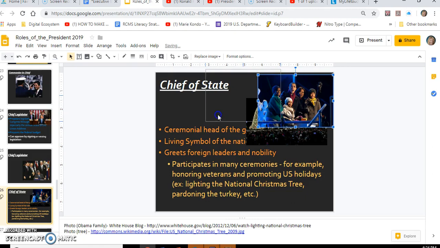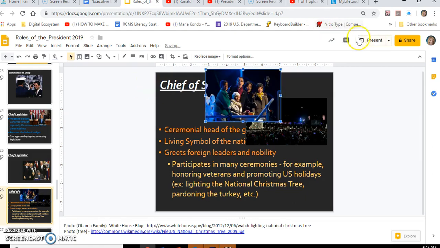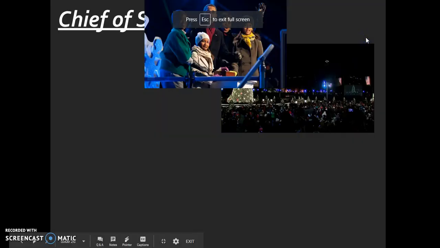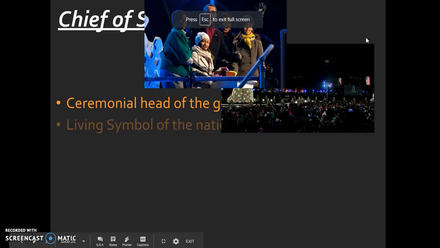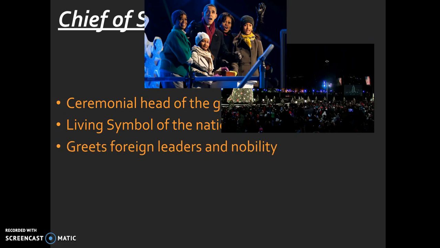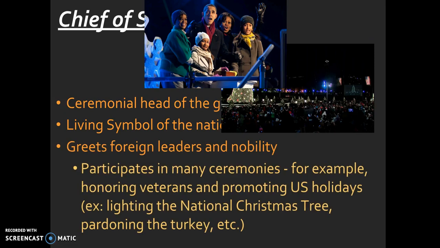But the president is the ceremonial head of state, a symbol of the nation, and participates in many ceremonies, for example, honoring the veterans, promoting U.S. holidays, lighting the national Christmas tree, and pardoning the turkey.